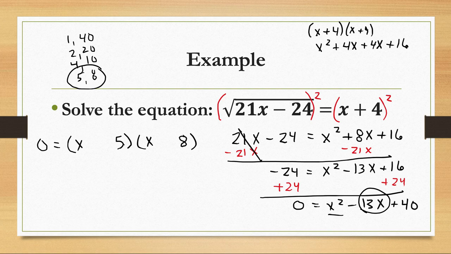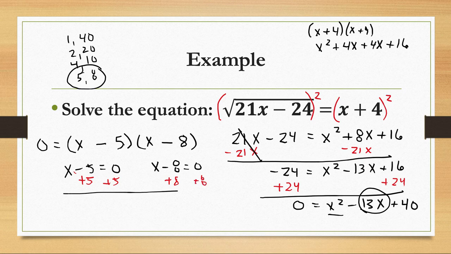Now we want that 13 to be negative, which means that we're going to need a -5 and a -8 added together to make -13. Once we have the expression factored, we're going to set each factor equal to 0 and solve for x. So in the first one, we're going to add 5 to both sides. And in the second one, we're going to add 8 to both sides. So we have one answer, x is equal to 5. And we have one answer, x is equal to 8. And again, you would want to check these answers to make sure that they are both correct.